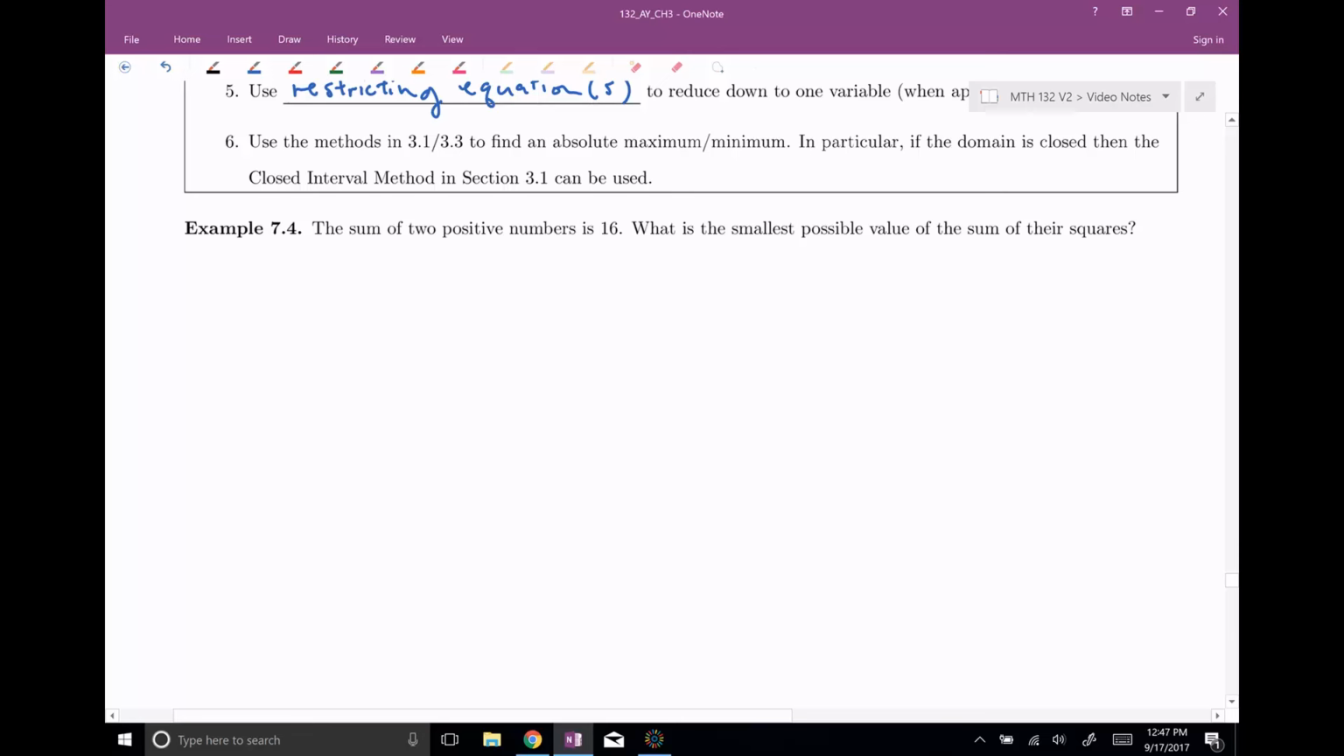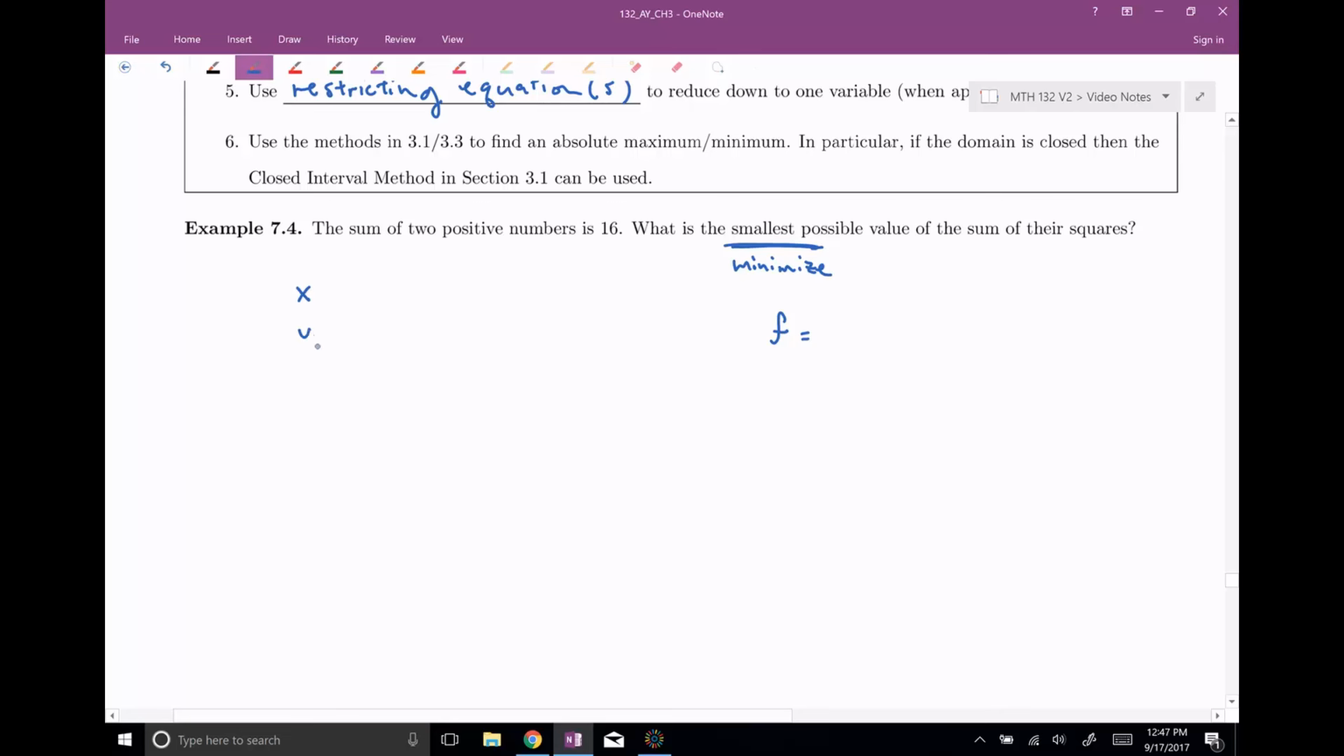The sum of two positive numbers is 16. What is the smallest possible value for the sum of the squares? So smallest right here, that means we want to minimize. So we want to minimize the sum of their squares. Okay, so the thing that we're trying to minimize, again, is some function here. Maybe I'll do f. And that function is, we're going to square them, and then we're going to sum those numbers together. So maybe these two positive numbers, I'm going to call them x and y.